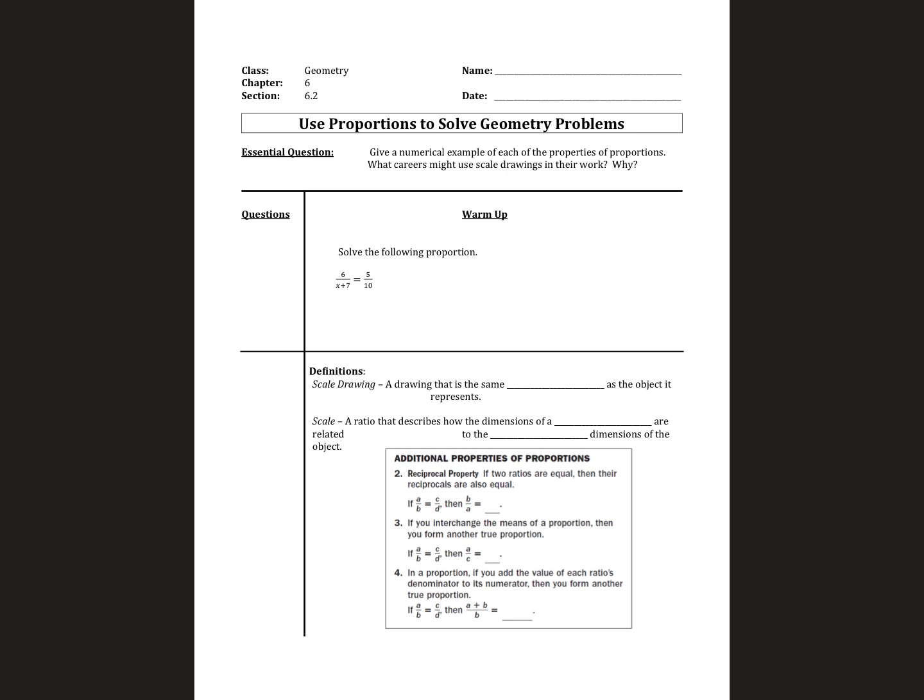We're continuing with Chapter 6. This section is about using proportions to solve geometry problems. So we're working with scale drawings today, comparing a model or a map to an actual distance, okay? This will be useful for similarity and solving for missing lengths, okay? So let's get into it here.